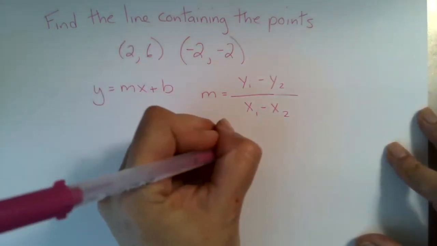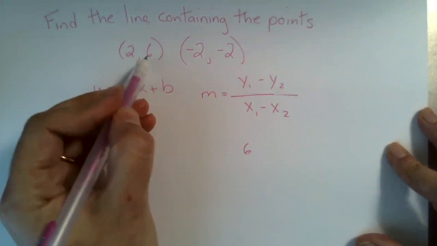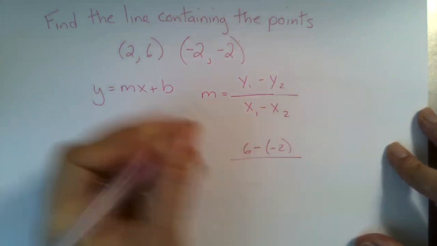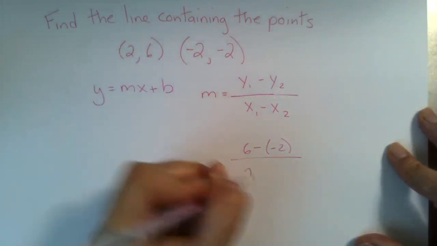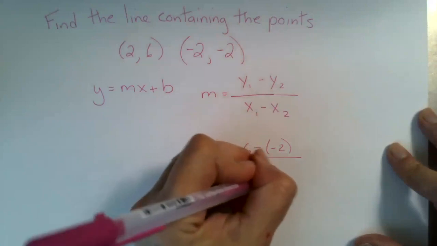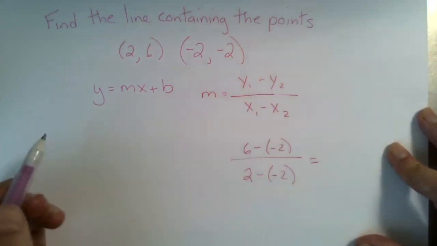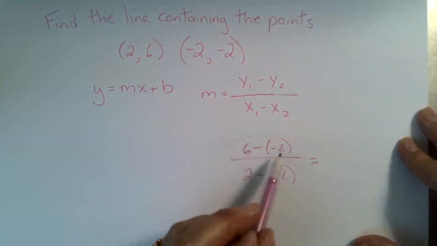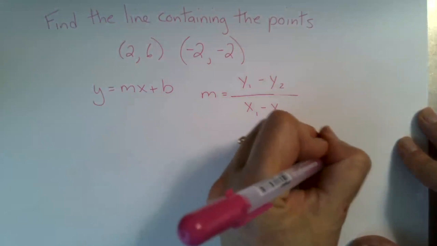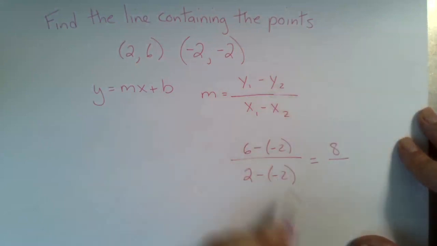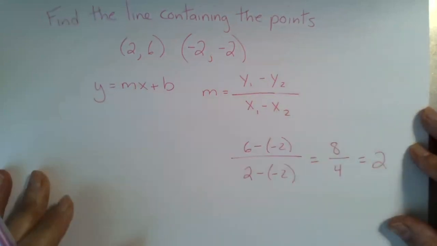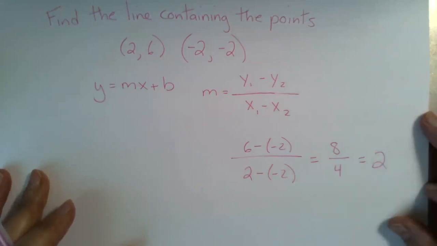I'm going to say 6, there's my y, minus 2, over 2 minus -2. Okay, and let's remember minus a minus is a plus. So that's 6 plus 2, that's 8 on the top. And minus -2, that's a plus, so 2 plus 2, that's a 4 on the bottom. And that simplifies to 2. So I know my slope is 2.